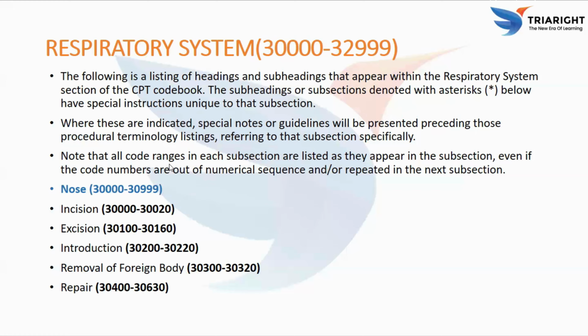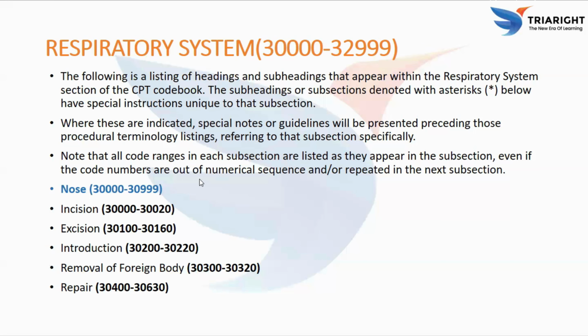Code order may look confusing. So codes are listed as they appear in the subsection. So they may seem out of the numerical order. So some codes may appear again in another subsection. So this is very normal in CPT. You have to follow anatomy plus procedure, but not just the numbers.